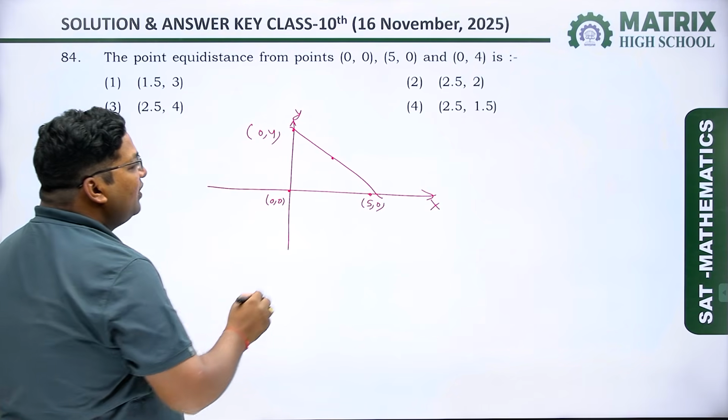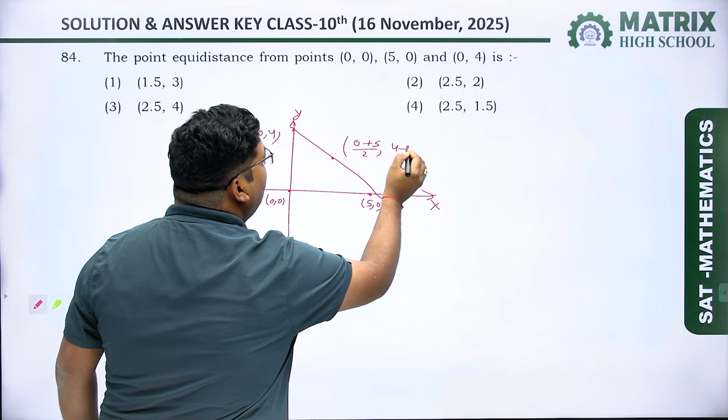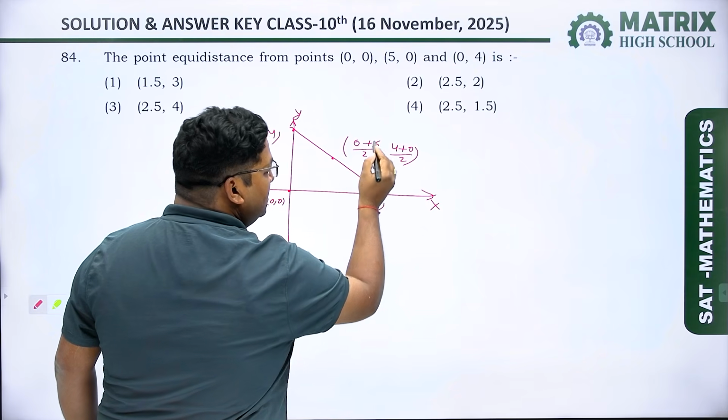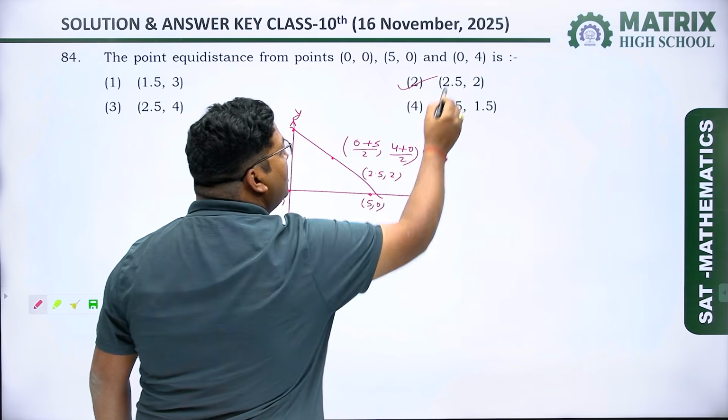Equidistant point. So the equidistant point is ((0 plus 5) upon 2, (4 plus 0) upon 2), which is equal to (2.5, 2). It means option 2 is the right answer.